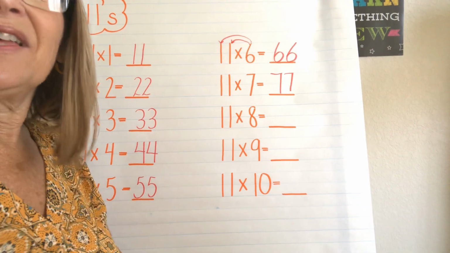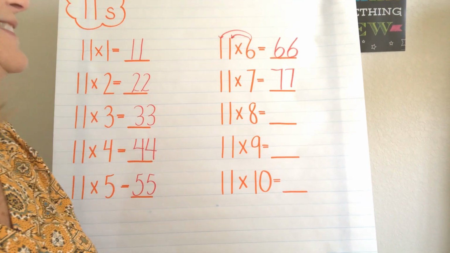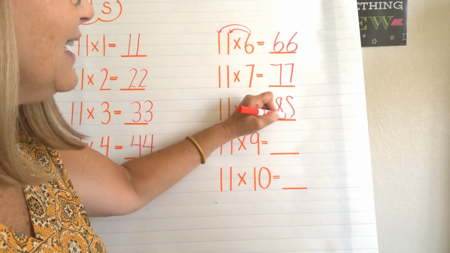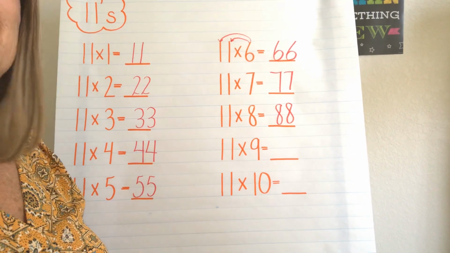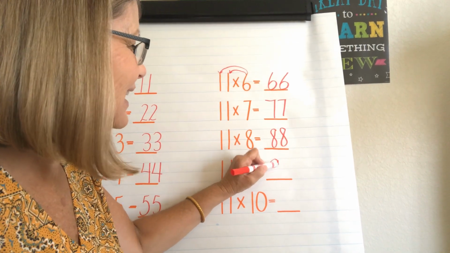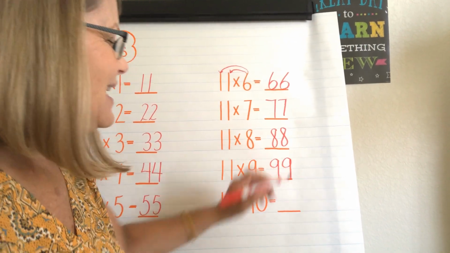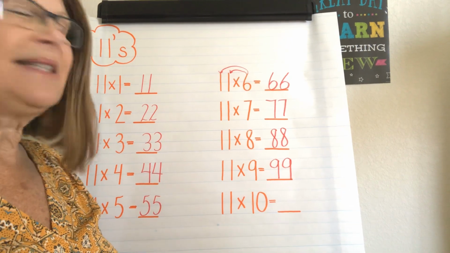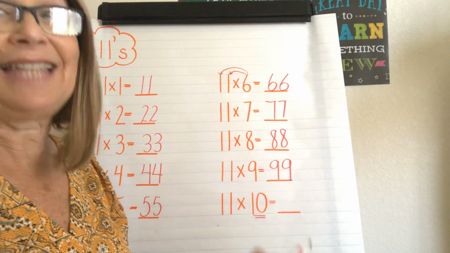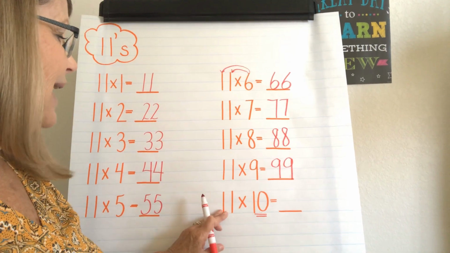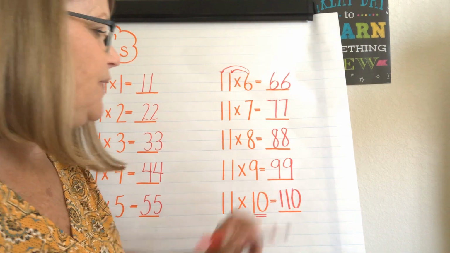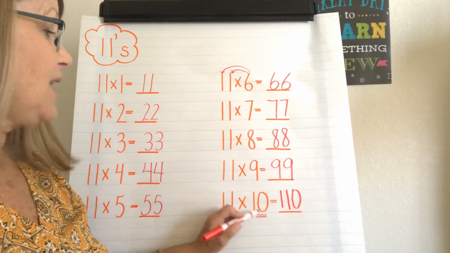11 times 7? 77. What do you think 11 times 8 is? 88. And one more, 11 times 9? 99. 11 times 10, this one gets a little trickier. I'm going to follow the rule for multiplying by 10, and that is, my answer is the other number with a 0 at the end.